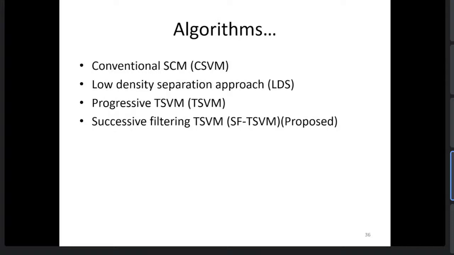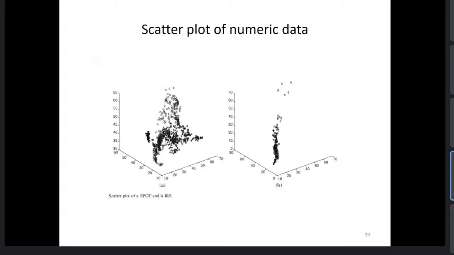The algorithms used are the conventional SVM, which is a typo in the slide, not SCM but SVM. Then the low density separation approach, LDS, an algorithm proposed by a computer scientist. Then progressive TSVM, PTSVM. And the next one is our proposed method, the successive filtering support vector machine. Now move to the next slide.